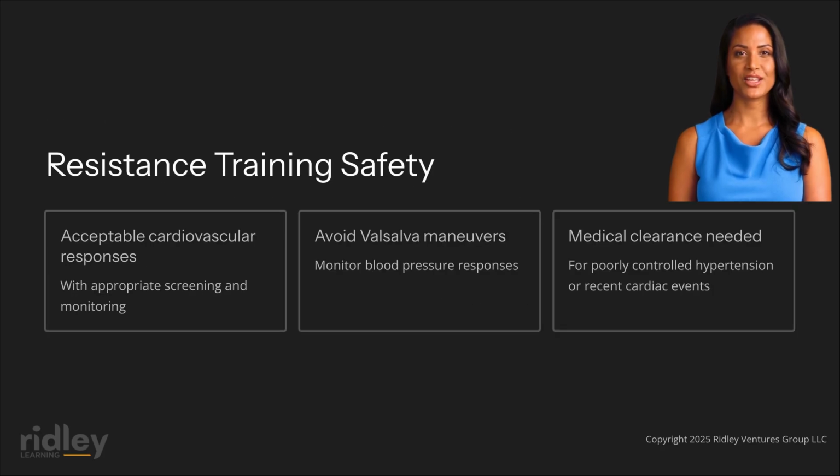The safety of resistance training for stroke survivors has been established through multiple studies, demonstrating acceptable cardiovascular responses and absence of adverse neurological effects when appropriate screening and monitoring protocols are implemented. Blood pressure responses during resistance exercise can be substantial, necessitating attention to blood pressure management and avoidance of Valsalva maneuvers that cause acute pressure elevations. Patients with poorly controlled hypertension, recent cardiac events, or certain cerebrovascular pathologies may require modified protocols or medical clearance before initiating progressive resistance training.